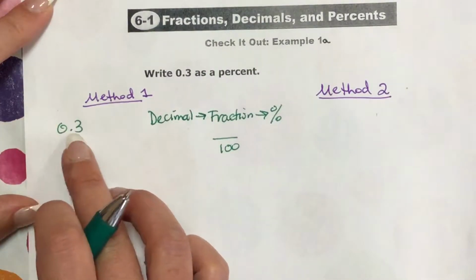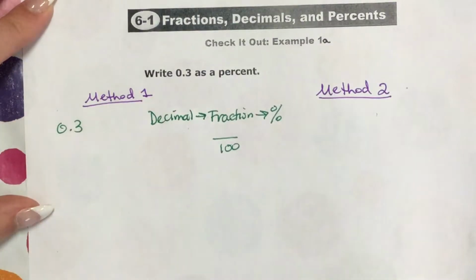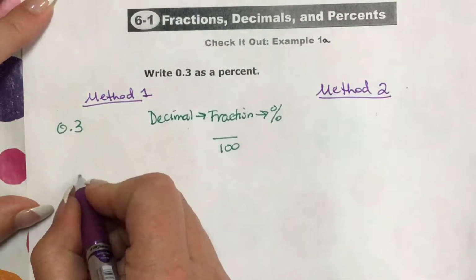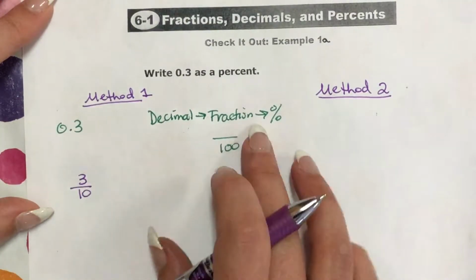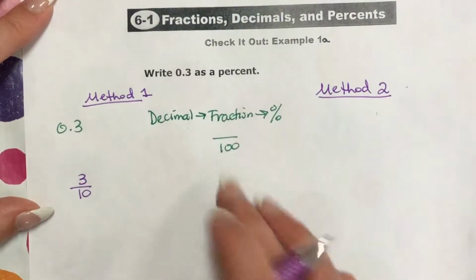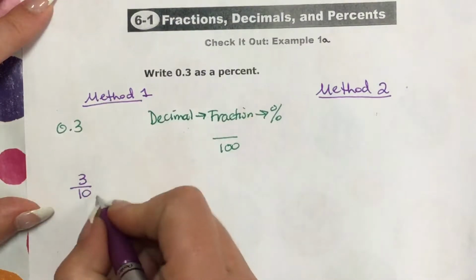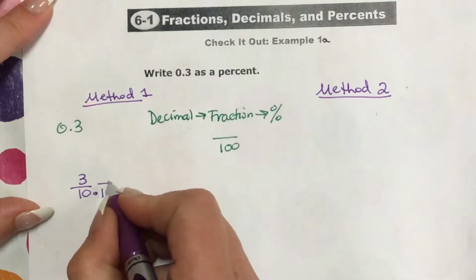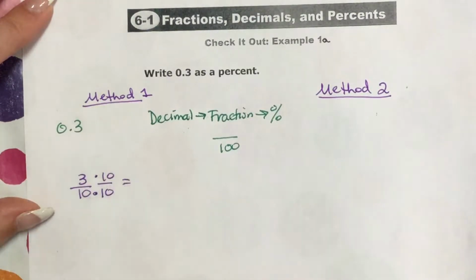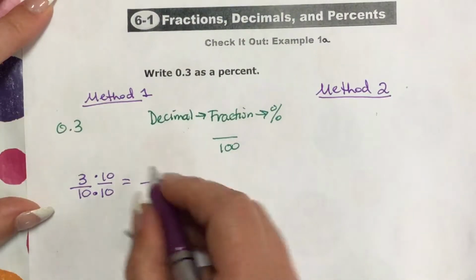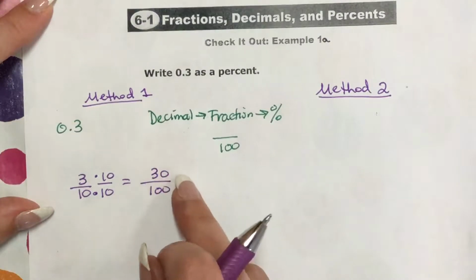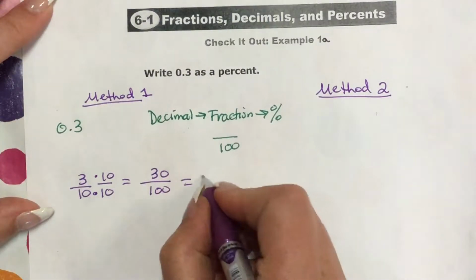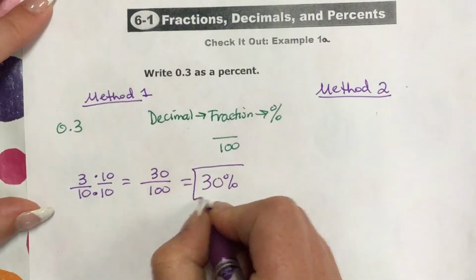This is 0.3, which is the same thing as 3/10. Okay? We're going to convert it to a fraction with a denominator of 100, which means we need to multiply the bottom and the top by 10. We end up with 10 times 10, which is 100, and 3 times 10, which is 30, and we know that 30 over 100 is the same thing as 30%.